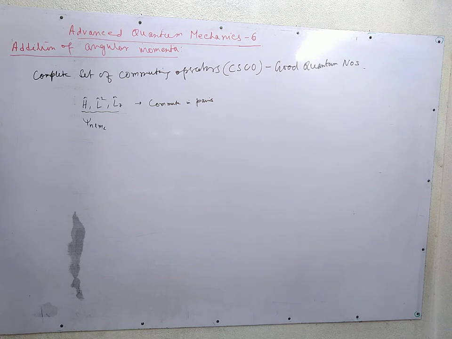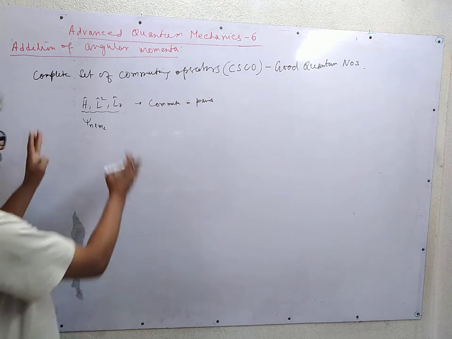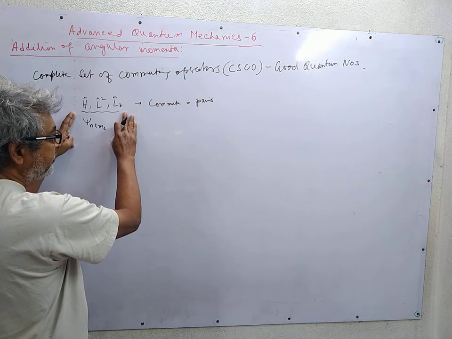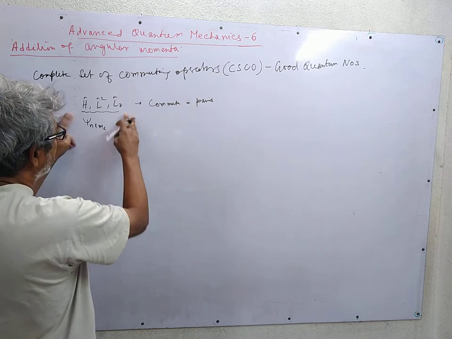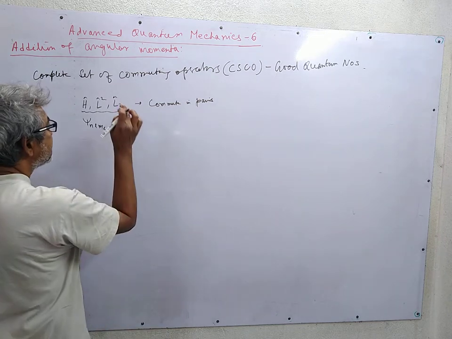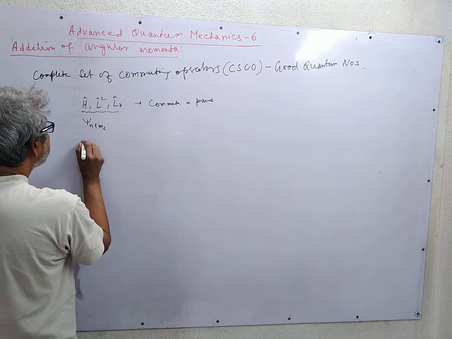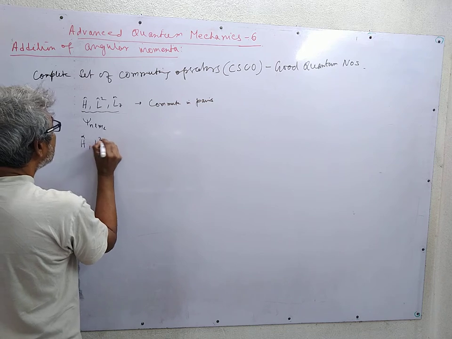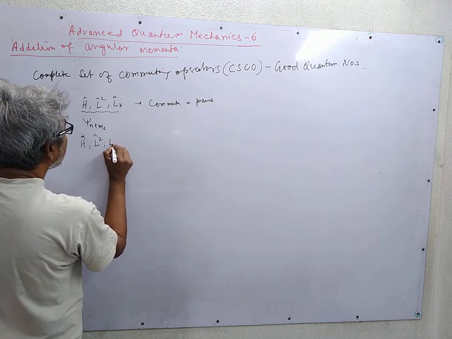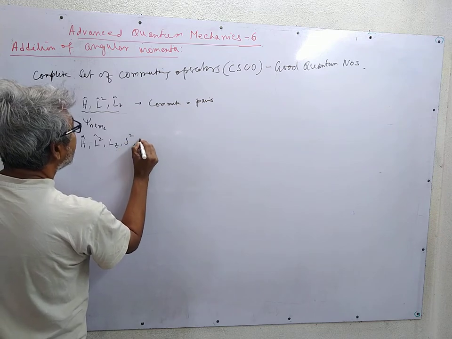So we define a complete set of commuting operators as the minimal set of commuting operators, that is, operators which commute amongst themselves in pairs, and which can describe the state of the system completely. This set is complete when we ignore the spin, but whenever we include the spin, this is no more a CSCO. Then we have to add L square, Lz, S square and Sz.